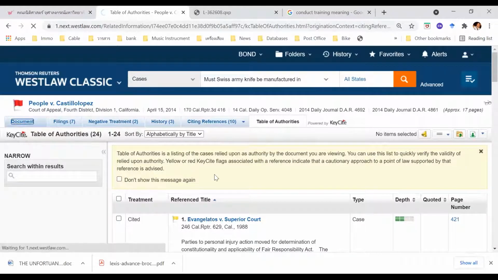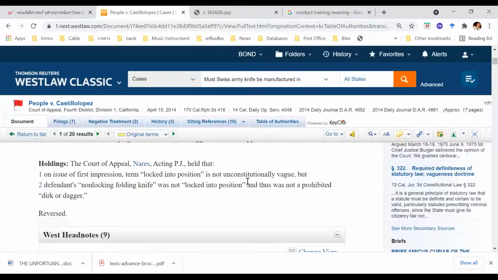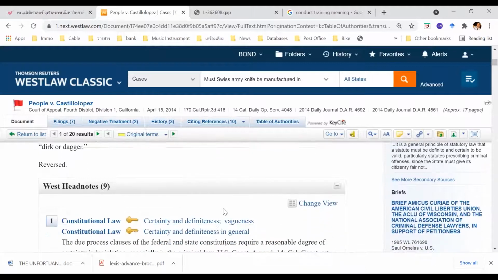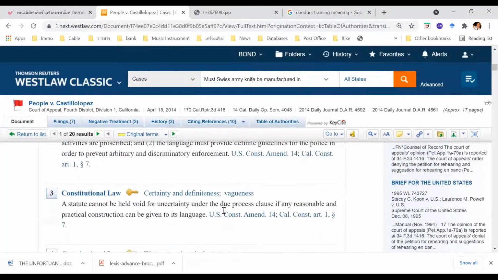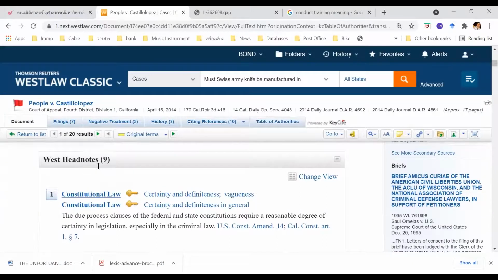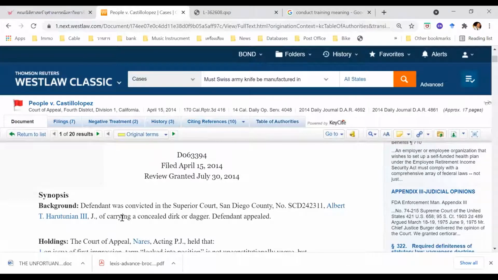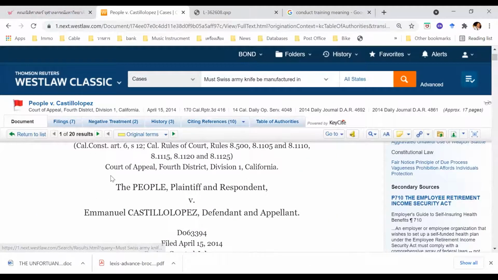So back to the document again. They use legal terms, so maybe it's difficult to understand. You can follow the key points that are listed here. Synopsis means like a case summary. It gives you the case summary, but it's too short for you. Back to the results again.